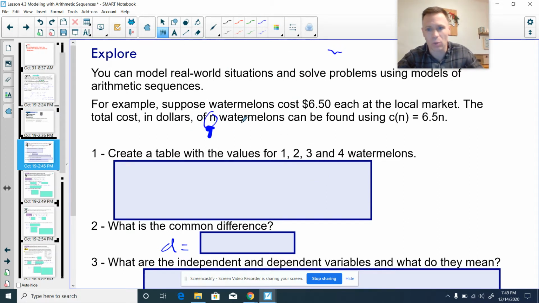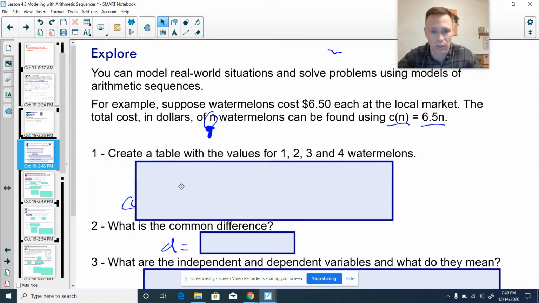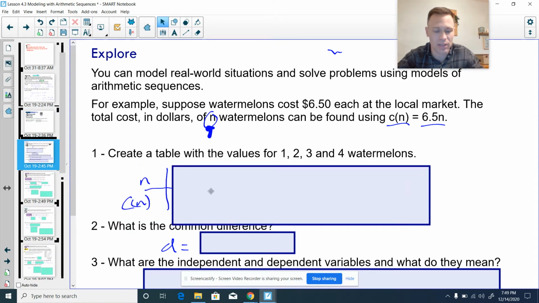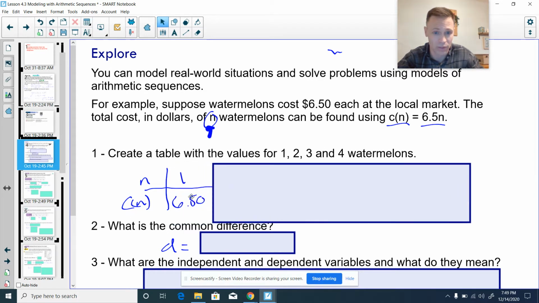So n is the amount of watermelons, and we can use the equation here, or I'm sorry, the equation C of n is equal to 6.5n. Okay. So it says to create a table of values for 1, 2, 3, and 4 watermelons. Well, if n is the amount of watermelons and C of n is the cost of those watermelons, the cost of one watermelon is $6.50.